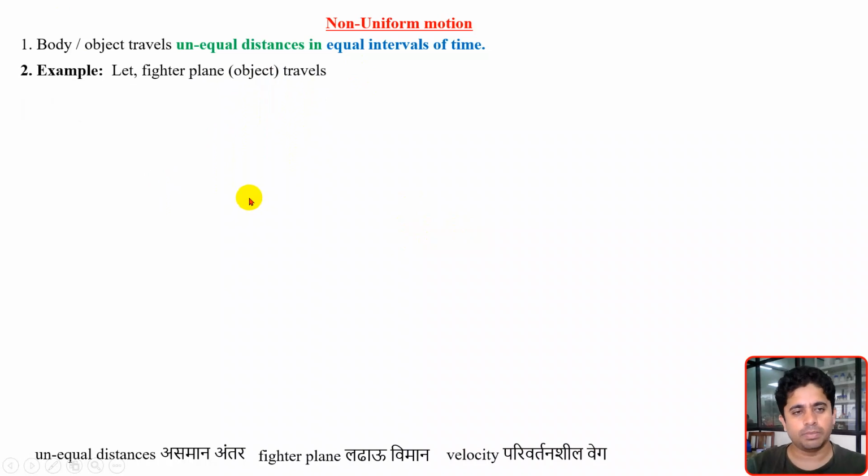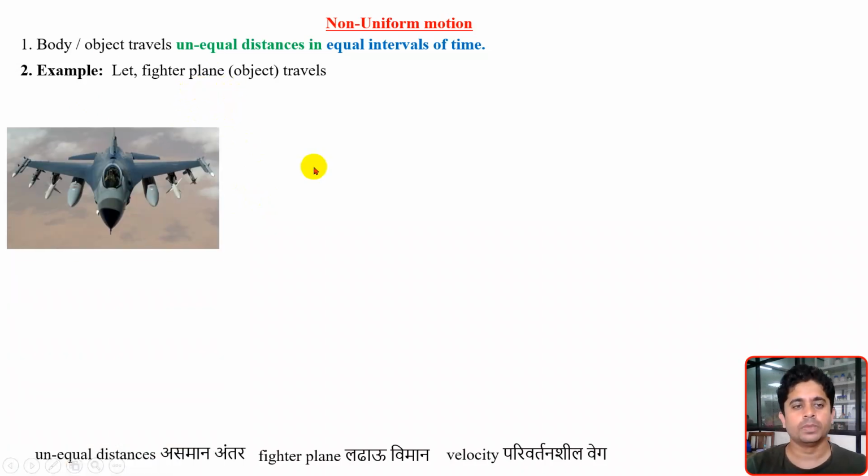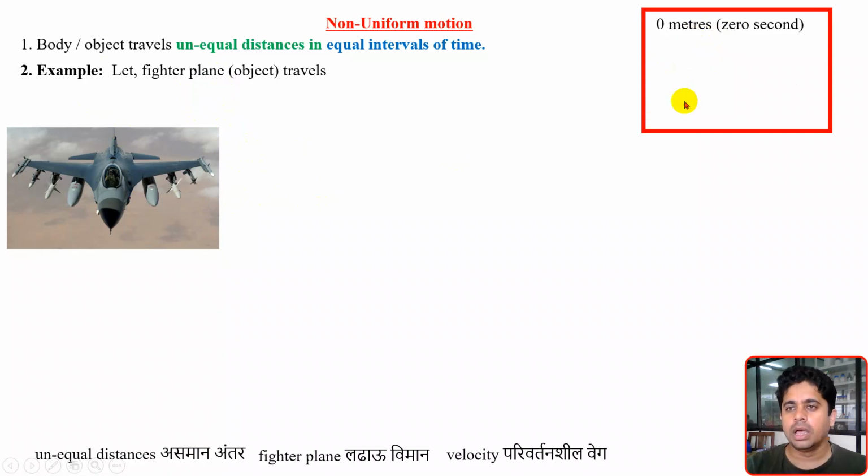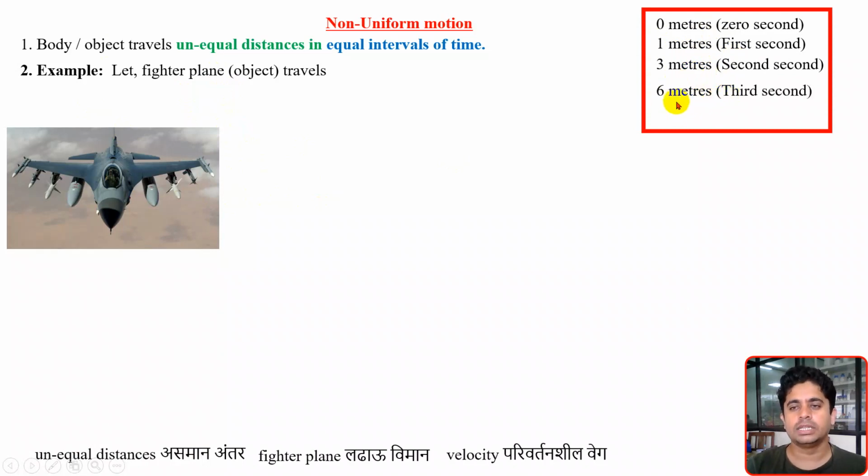Let us go with the same example we considered for uniform motion. Let a fighter plane, we are taking it as an object, be traveling through the air. Suppose the fighter plane started the journey at 0 seconds, obviously it has covered a distance of 0 meters. After 1 second, it has covered a distance of 1 meter. After the second second, 3 meters. After the third second, 6 meters. And after the fourth second, 10 meters.